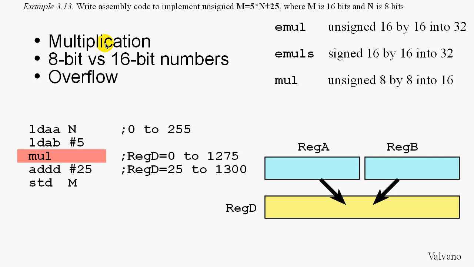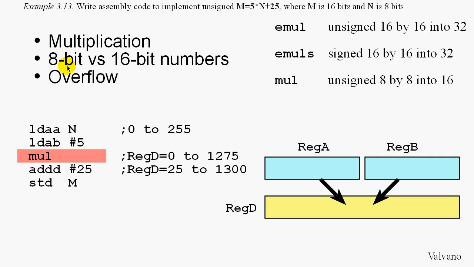So, in summary, we looked at multiplication. The 9S12 had 3 instructions. EMUL and EMULS are both 16 by 16 into 32-bit product. The one we used was the MUL, which is an 8-bit by 8-bit into 16-bit product. Again, MUL took register A, multiplied it times register B, and stored it into register D. Remember, A and B together really comprise or constitute D. So this is not 3 separate registers. So we either have register D as one 16-bit register, or we consider register A and register B as 2 separate 8-bit registers.